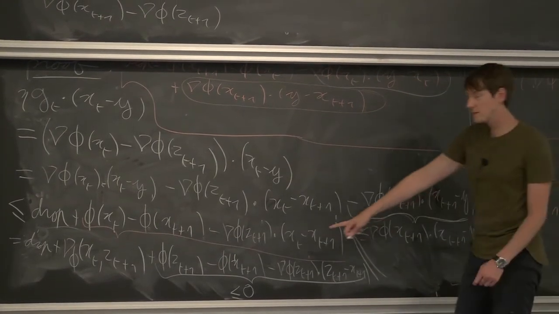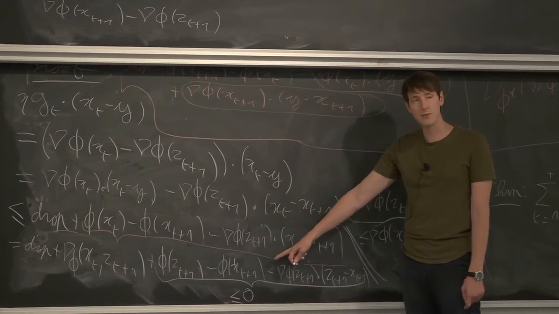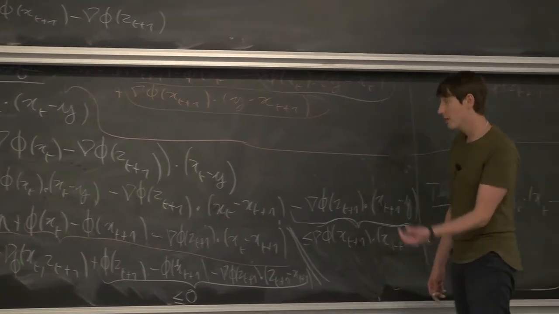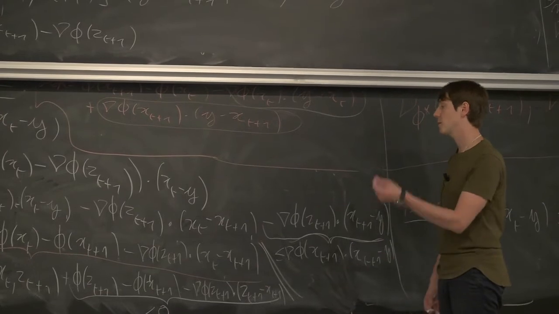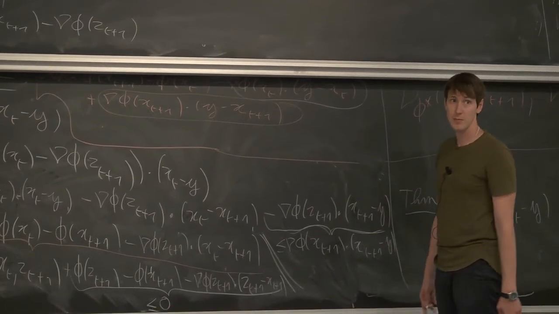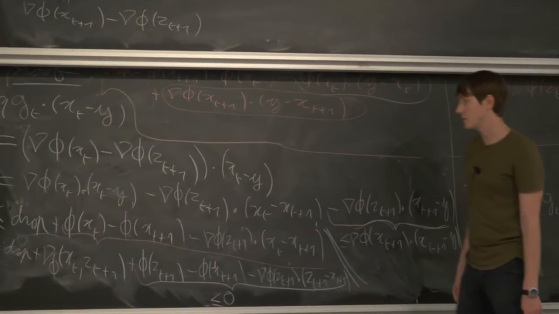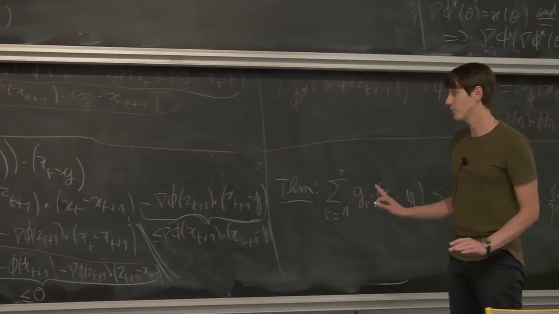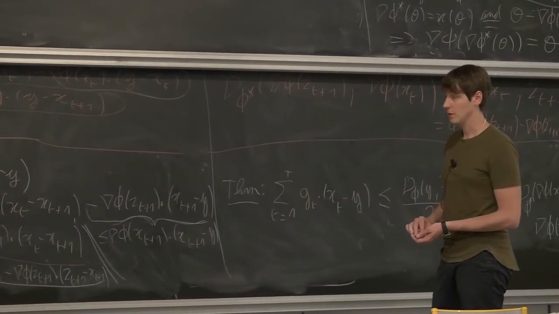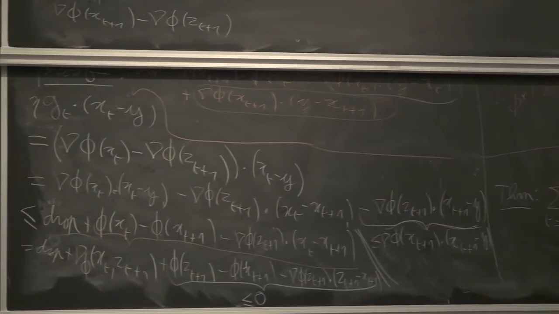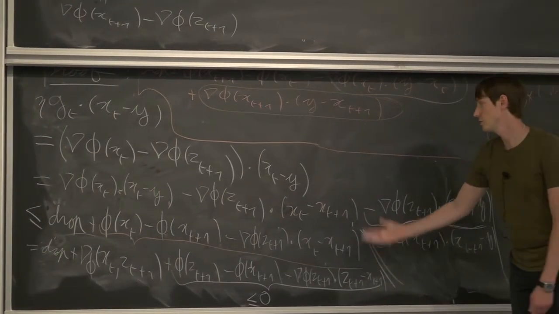Right? By convexity, phi of zt plus 1 minus phi of xt plus 1 is smaller than grad phi of zt plus 1 inner product with zt plus 1 minus xt plus 1. So we exactly have that this is non-positive. So that's it. That's the proof. Okay, that's the complete proof. The complete proof of this theorem is just those 3 lines.